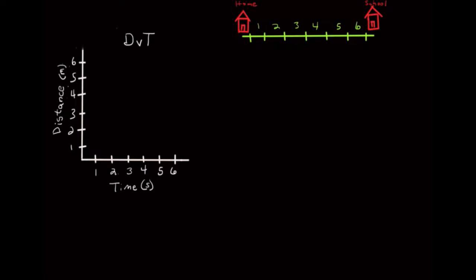And here is a distance versus time graph. I always abbreviate it DVT. You won't necessarily see that abbreviation in IB, but it saves a lot of time with us.